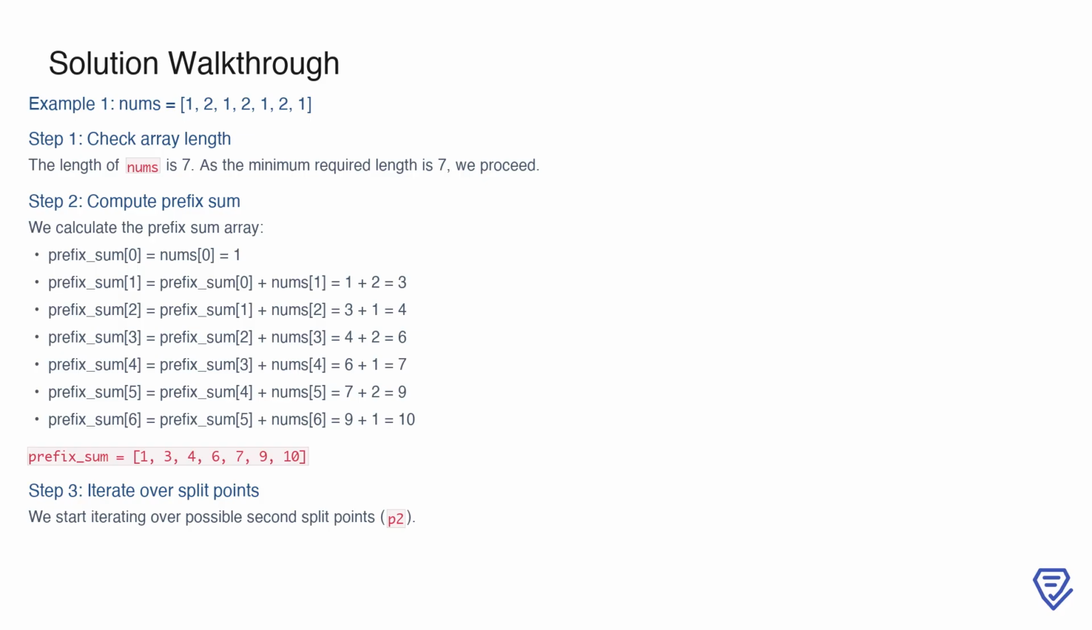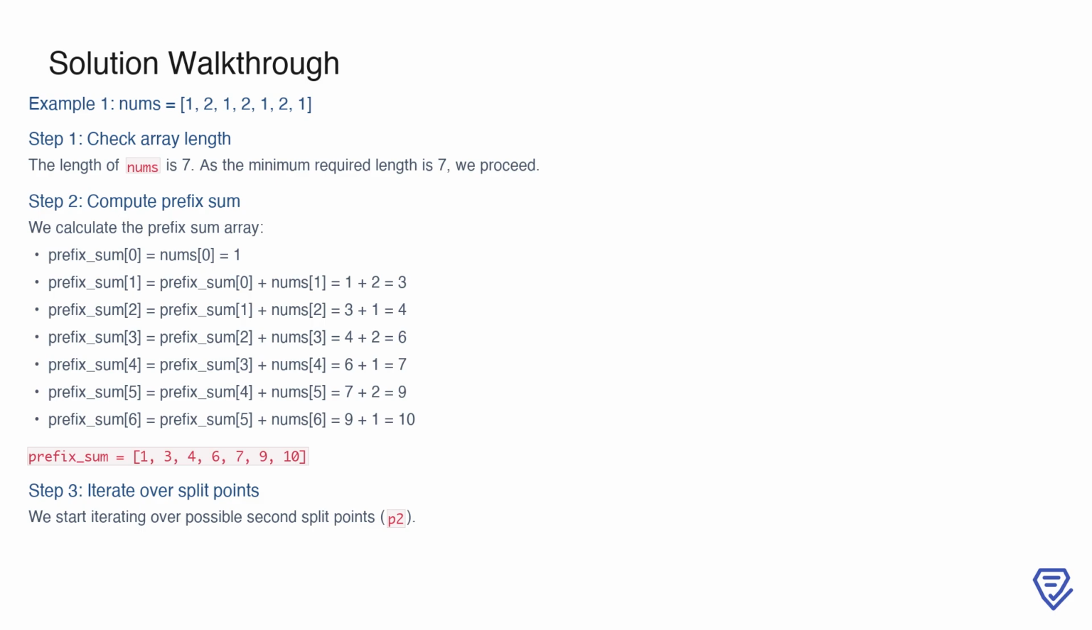To solve the problem, we start with an example array nums equals 1, 2, 1, 2, 1, 2, 1. The first step is to check the length of the array. Since the minimum required length is 7, and nums indeed has 7 elements, we move forward. Next, we calculate the prefix sum array, which helps us efficiently compute the sums of subarrays. The prefix sum at each index is the cumulative sum of the array up to that index.